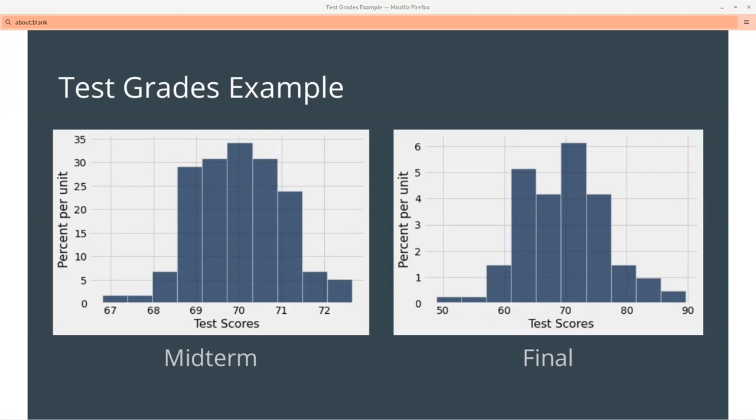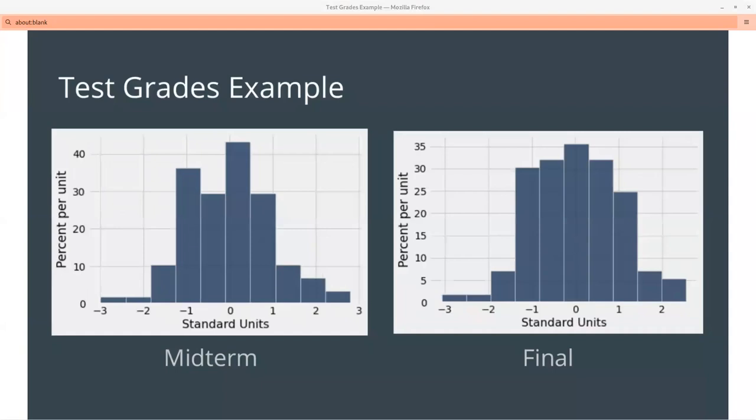The problem with these, right, is that we can't really compare them very well because they're in different units. I mean, they're not really in different units per se, right? They're both about test scores, but the scale of the final had more questions clearly, or more points total than the midterm. So if we want to compare them, we need to shift them into the same space, right? And what we use for that is called standard units, okay? The way we do standard units is we do an operation so that we move both of the distributions into the same space and they're now comparable, okay?